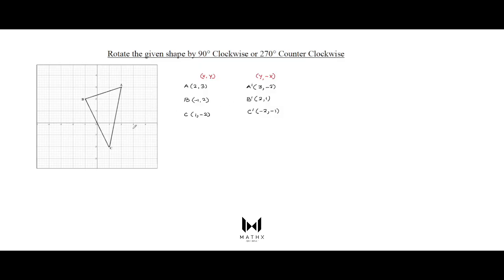So (3, -2) is somewhere over here, and that becomes your point A dash. Then B dash is (2, 1), so this is B dash, and the value of C dash becomes (-2, -1), so it will be over here. This becomes C dash, and then we shall go on to draw the shape like this.